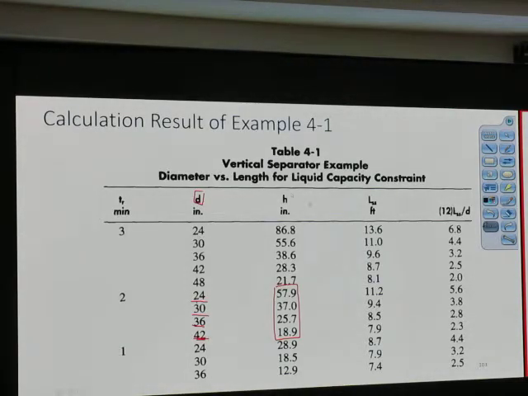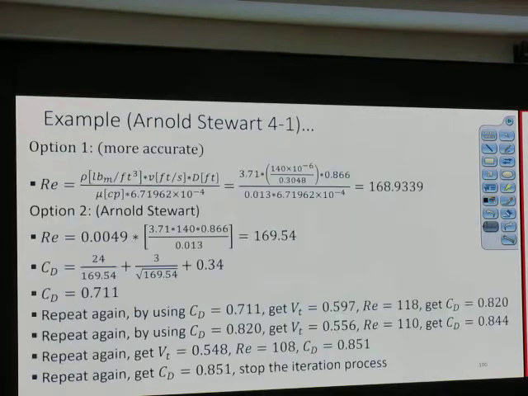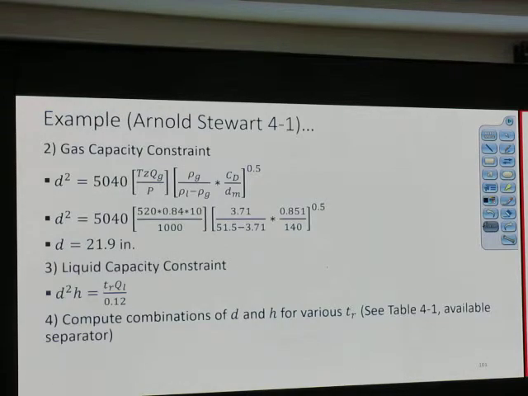We have the height calculation. You see that liquid height? That liquid height will come from this equation. So you put d squared, we put 24 in there, we calculate h. We put 30 in there, we calculate h. We put any available number of diameter squared, then we can calculate the height. Good?